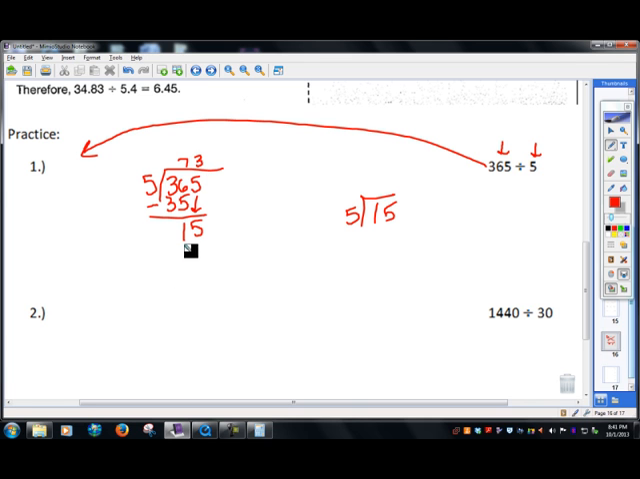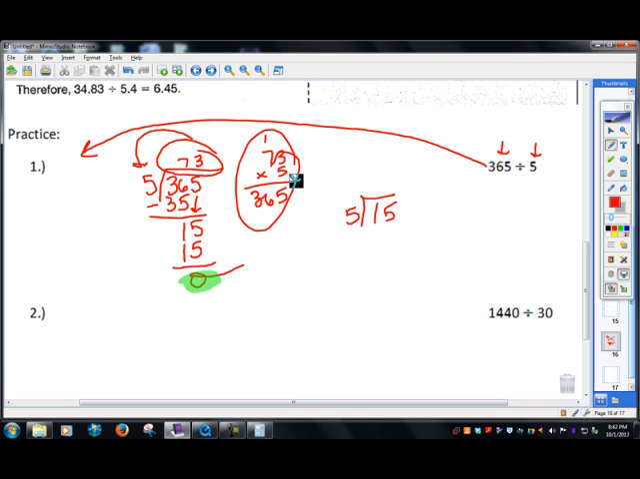Then we multiply. 3 times 5 equals 15. This is the key. We must have 0 at the bottom of this. The answer is 73. Now, if you wanted to check your answer to make sure, do 73 times 5. You guys all know how to do that. 5, 15, 35, 36, 365.